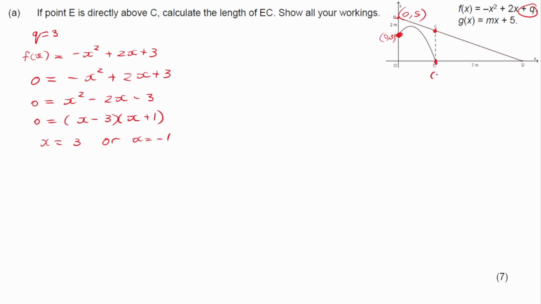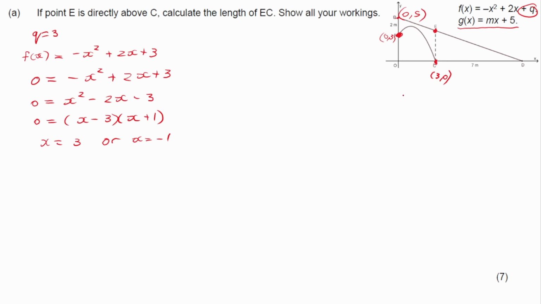So C has to be 3, 0, because if you draw this parabola down here, it will intercept here at minus 1. But we know that C has to be the positive x-intercept. Okay. So we know this x value. We need to find the y value of E. But the problem with that is we don't know this m. We don't know m, so we can't find the y value because there's an unknown over there.